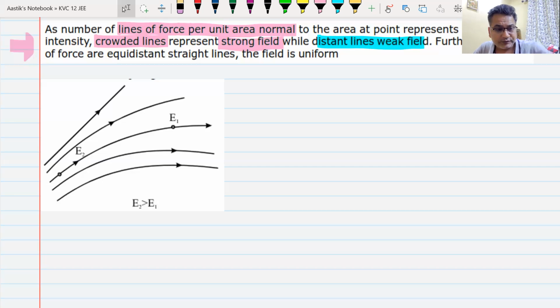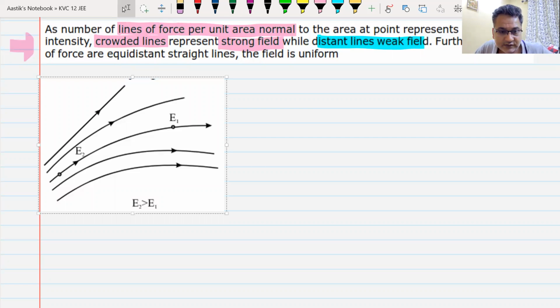Now, also looking at the spacing and the direction of these electric field lines, a lot of things can be understood. Everyone has noted this down? The diagram? Noted, sir. Okay, let's move further. Now let me put this diagram.